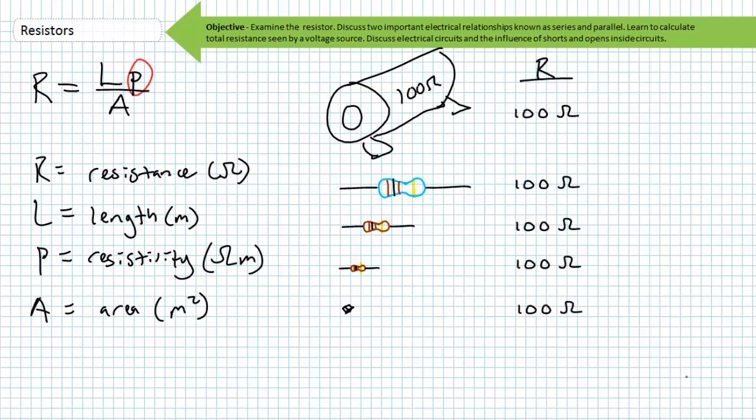The answer is they all have the same resistance because they're all 100 ohm resistors. Get it? What's the reason for the range of sizes? Isn't it obvious?